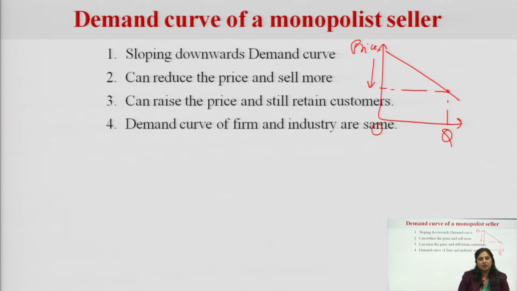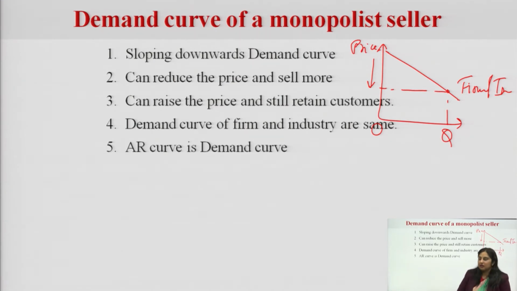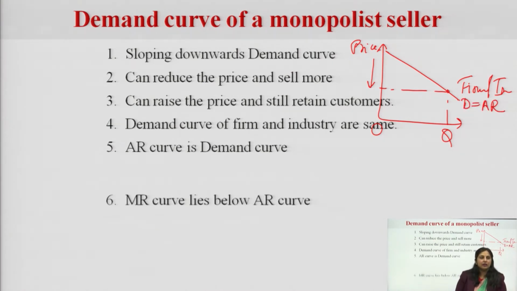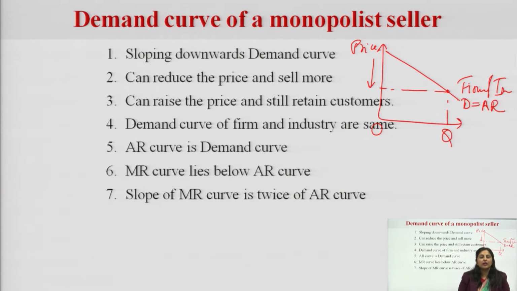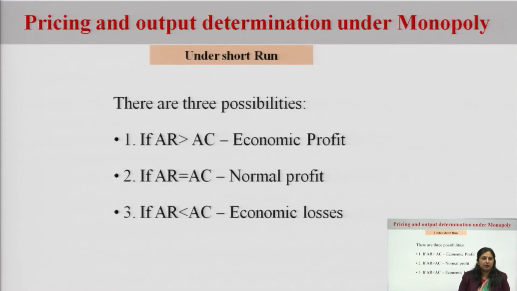The demand curve of the firm and the industry are the same. This demand curve belongs to the firm as well as to the industry. We have discussed that the AR curve is the demand curve, so this demand curve is also equal to the average revenue curve of the seller. When the AR curve is falling downward, the MR curve would also be falling downward, as discussed in the previous lecture on the relationship between AR and MR. When AR is falling, MR would also fall, but the rate of fall in MR would be higher than the rate of fall of AR. So the slope of the MR curve is twice that of the AR curve. This comes from the relationship between AR and elasticity of demand.